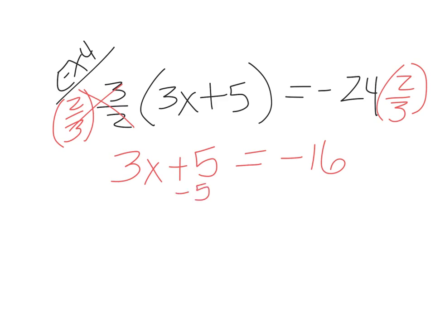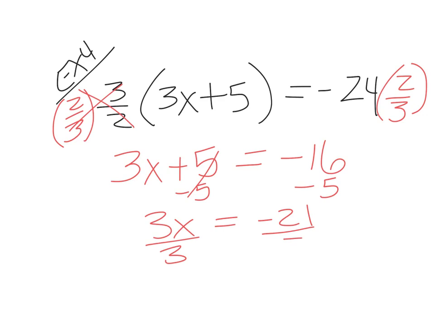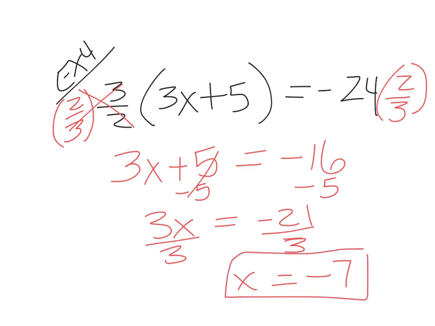So subtract 5. Now that's going to make that go further negative, we get negative 21, which means when we divide by 3, we get x equals negative 7.